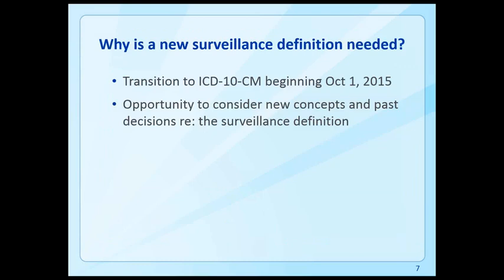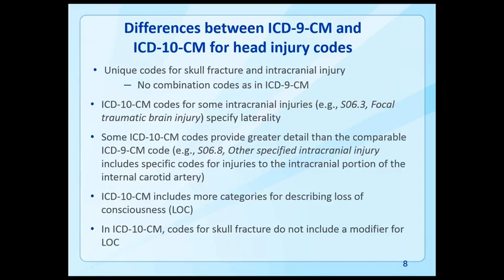So why do we need this new surveillance definition? Well, as I mentioned, the U.S. is going to be moving to ICD-10-CM beginning on October 1st. And so for every version of the ICD that's out there being used, we need to understand what are the best codes to use in each individual coding system to help define the types of cases that we're looking at. In addition, it's also a nice opportunity to consider whether or not the concepts or the decisions that we've made in the past about the TBI surveillance definition, do we want to continue those? Do we need to modify them in some way? Do we need to think about new things that have come up that ought to be taken into consideration?